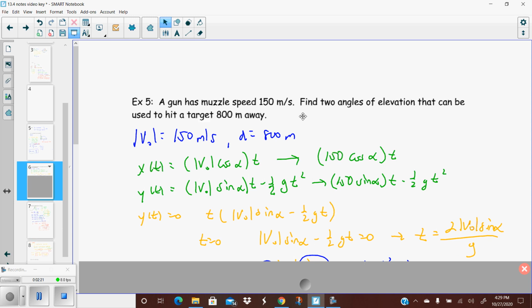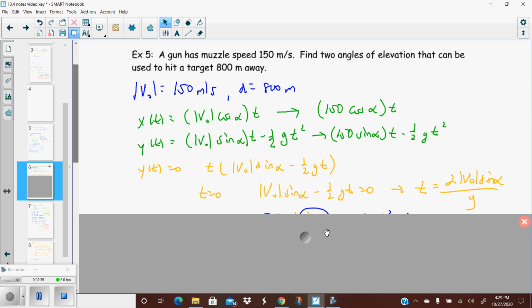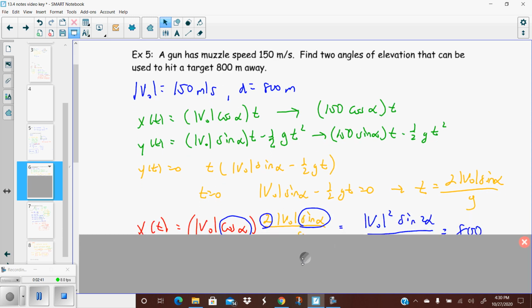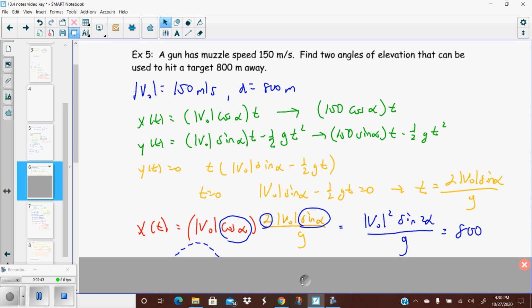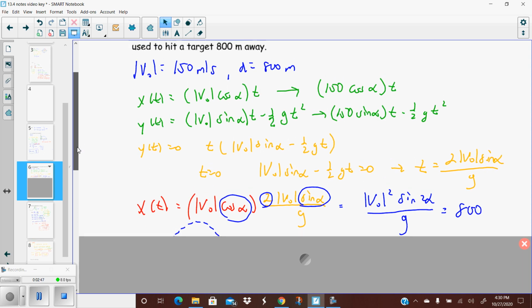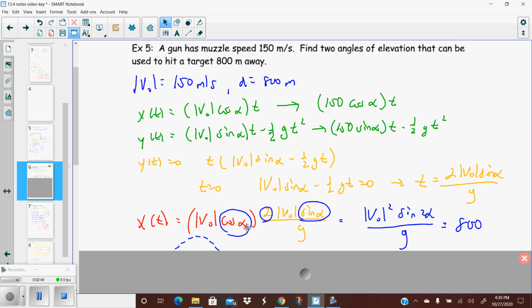Now keep in mind, by the way, in this problem we are not using pi over 4 or 45 degrees here because we are not finding the maximum distance. We're actually trying to hit a target that's a specific distance away. If we wanted to maximize the distance, we would have just used pi over 4 with our x of t formula and we would have been good to go. Again, I'm not looking for the maximum x, I'm looking for the x of t because that's going to help me find the angle.